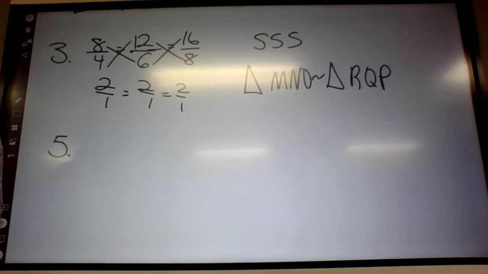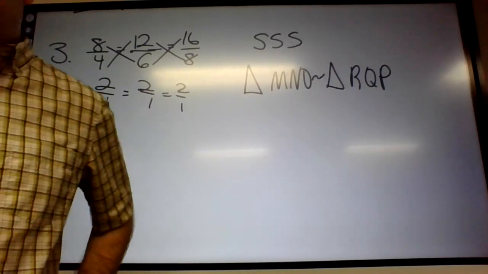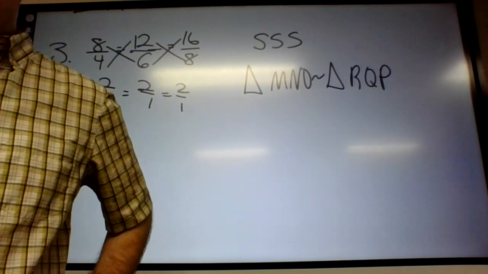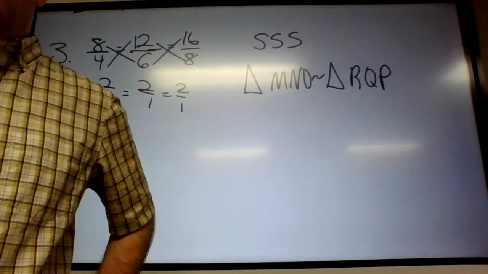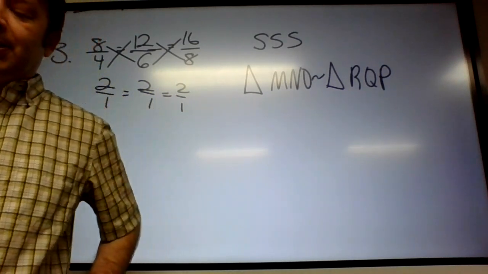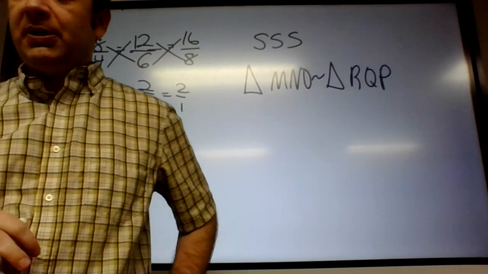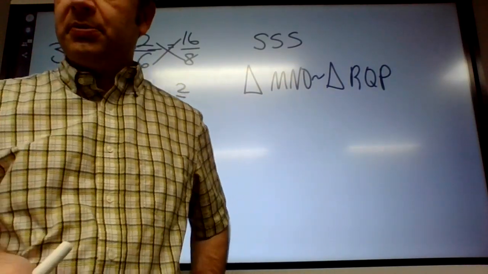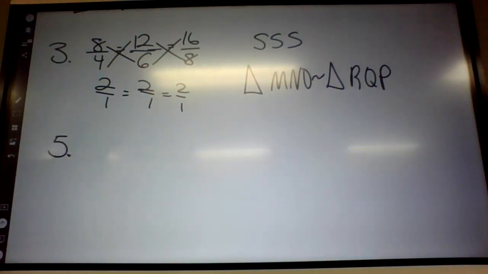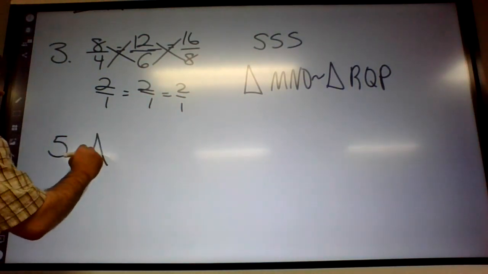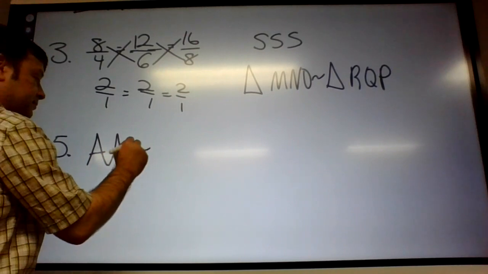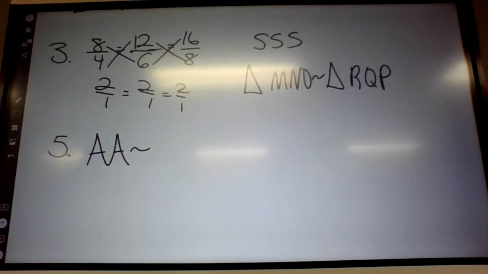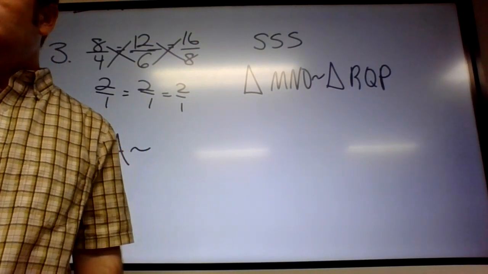Okay, number 5. Do we have enough info to say that those are similar triangles? Yes. Angles: if angle CBD is 90, then angle ABD has to be 90. So they both have a 90, and they both have an angle A. Number 4, isn't that similar? How can you tell? By angle.